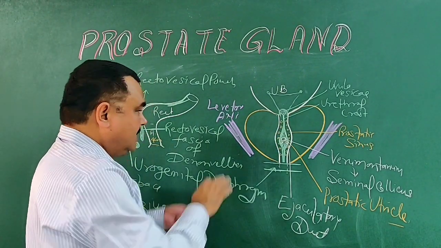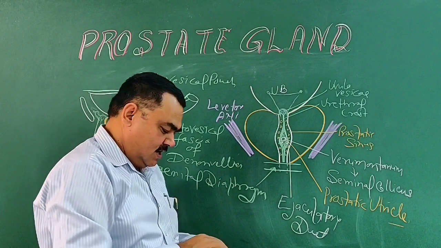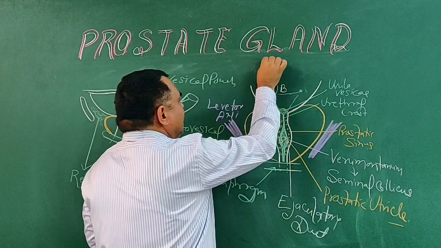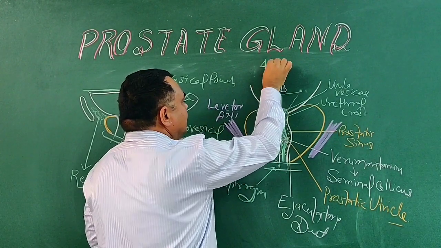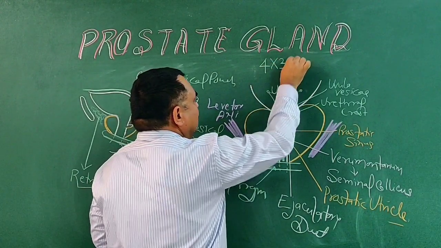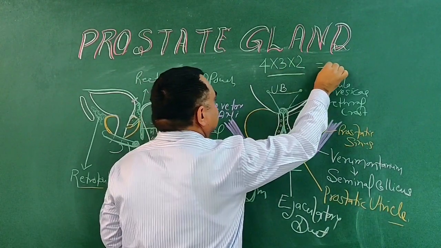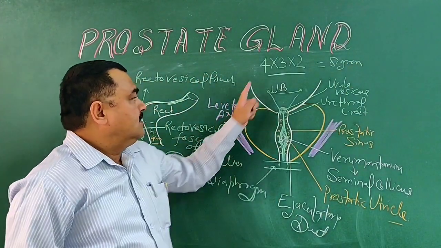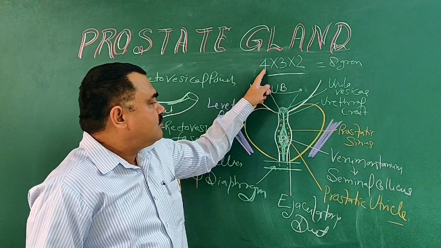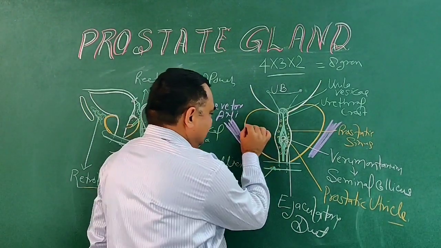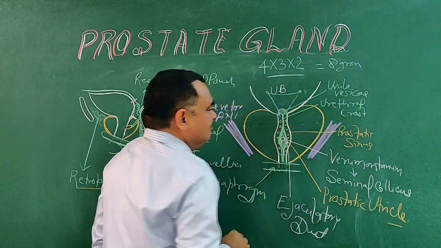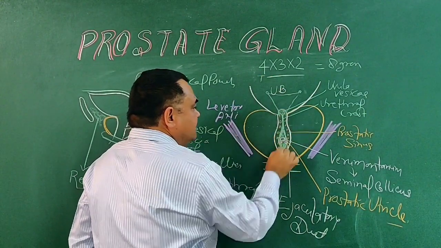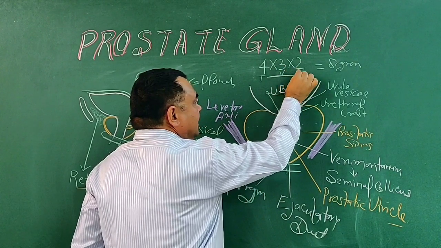Related with the apex and base, if you see its dimension, it is 4 centimeters into 3 centimeters into 2 centimeters, and its weight is about 8 grams. This 4 centimeter is the maximum transverse dimension. And this 3 centimeter is vertical and 2 centimeters is anterior-posterior.